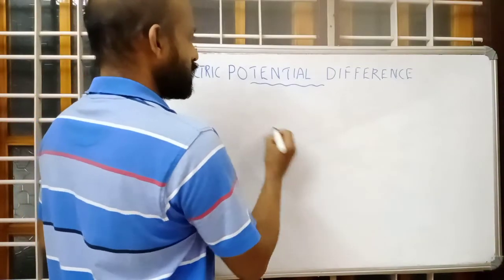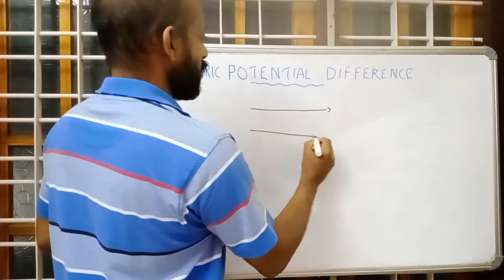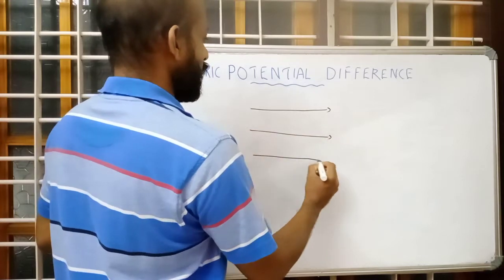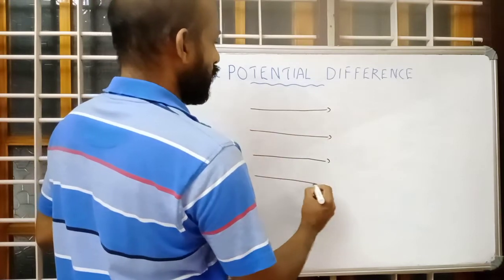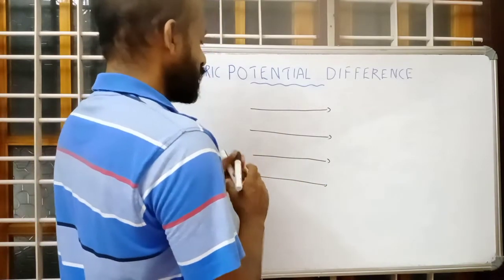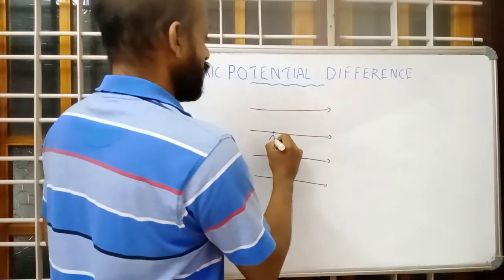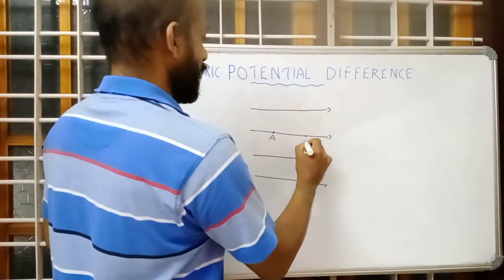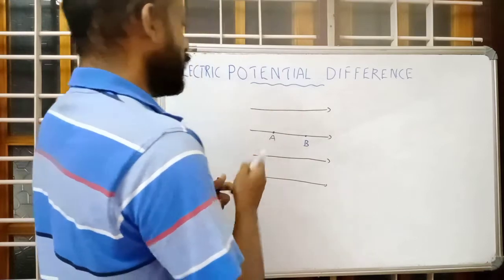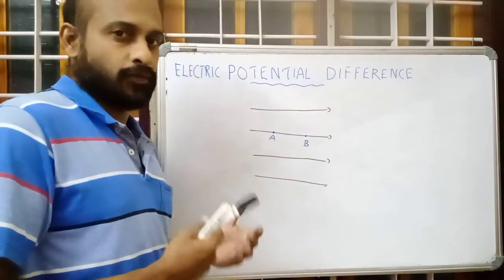Suppose we have a region like this. The region is a uniform electric field. At each and every point the electric field is uniform, having the same magnitude and the same direction. Let us consider 2 points in the uniform electric field, these 2 points A and B. At the points A and B, the potential is different.